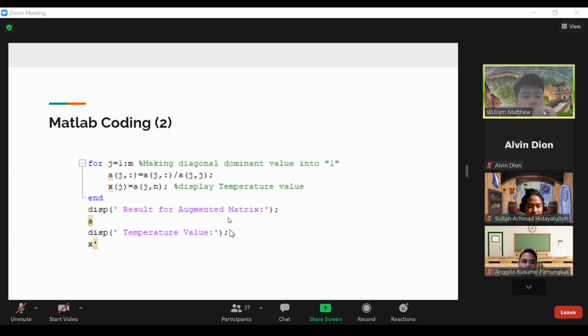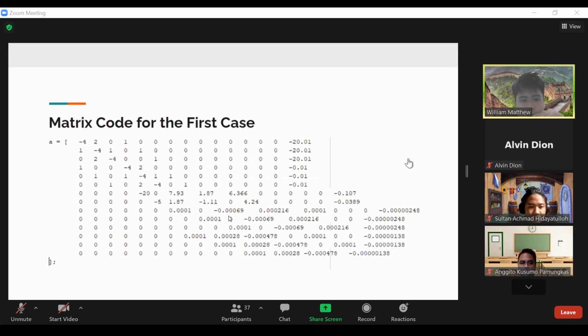And after the dividing process, the coding will display the result of the temperature value using xj equals aj comma n. It means that the value that will be displayed is only the right side. Okay, so that's all for the coding.